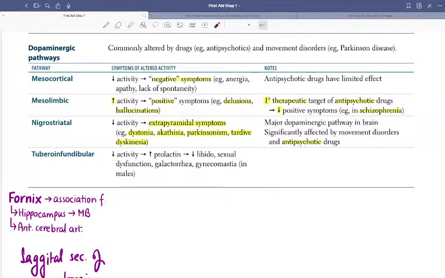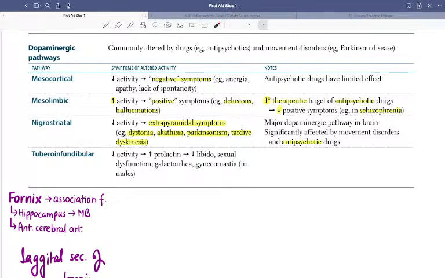Next is the tuberoinfundibular pathway. When it decreases in activity, that is basically all the prolactin stuff. Tubero refers to the pituitary, and infundibulum is the part of the pituitary connected to the hypothalamus and so on. If it decreases in activity, obviously you'll have more prolactin, and then decreased libido, because prolactin causes galactorrhea, gynecomastia, and so on.